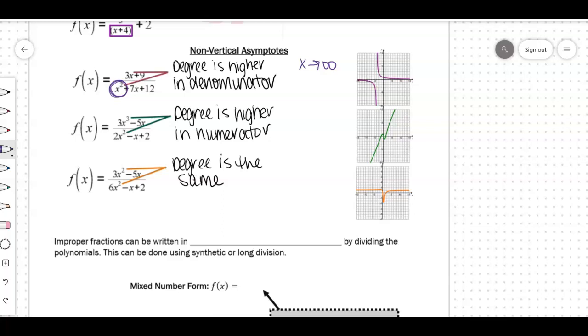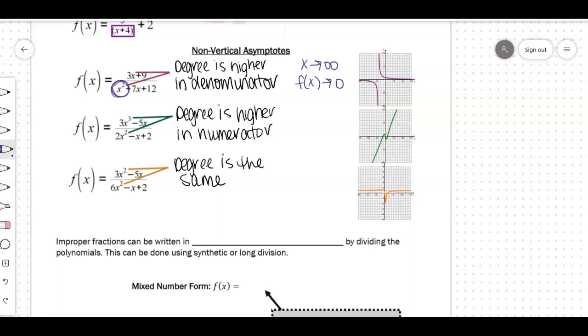So what we say is x gets super, super big as x approaches infinity, gets large. Our function, or our output, will get smaller and smaller and smaller and pretty much equals 0. And so over here, we have a horizontal asymptote at y equals 0. And that's what happens when our degree is higher in the denominator. So if our denominator gets way bigger, overall the fraction gets smaller and approaches 0.